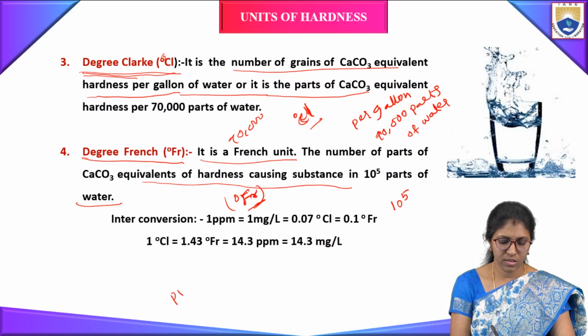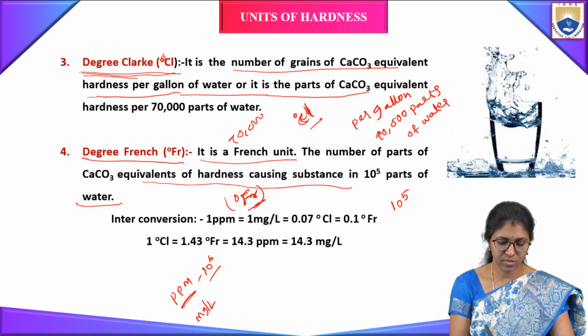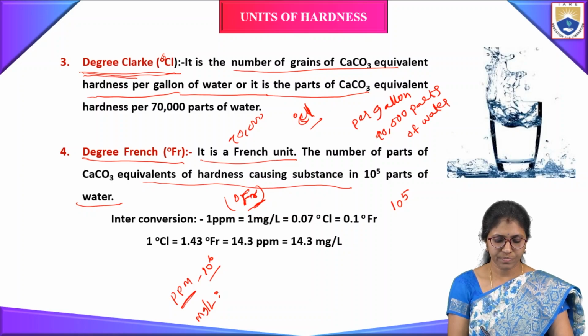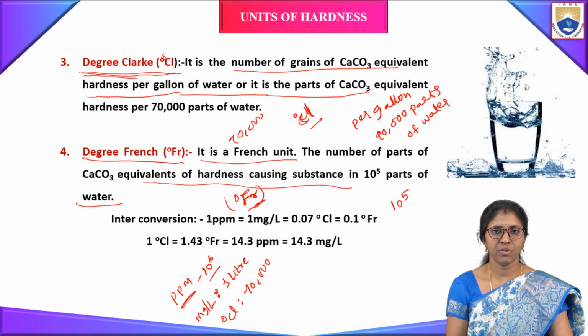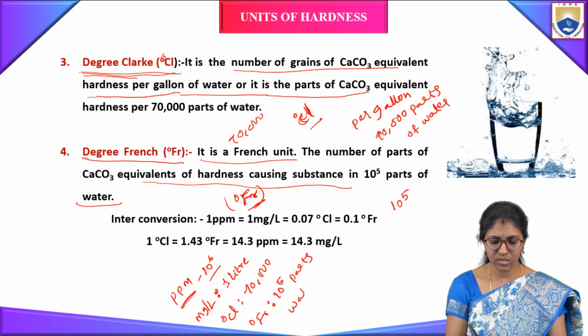Whereas ppm means the number of parts of calcium carbonate equivalents of hardness causing salt per 10 to the power of 6 parts of water. In the case of mg per liter, it is the number of milligrams of hardness causing salt present in 1 liter of solution. Degree Clark is the number of grains of calcium carbonate equivalents of hardness causing salt per gallon, that is 70,000 parts of water. Whereas degree French is the number of parts of calcium carbonate equivalents of hardness causing salt present in 10 to the power of 5 parts of water.